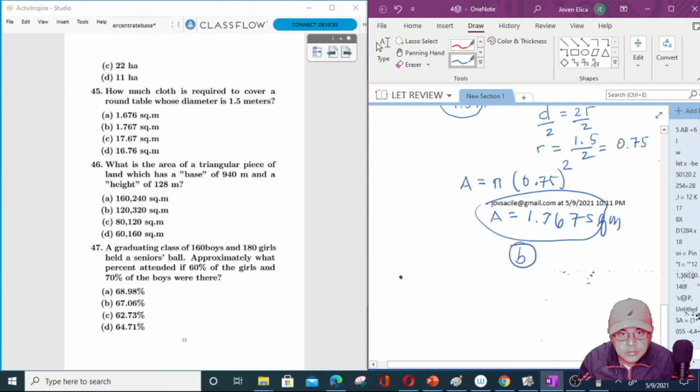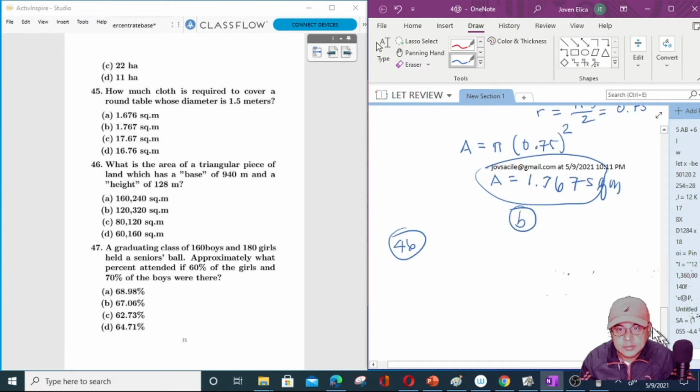All right, so number 46. Number 46 requires an area also. What is the area of a triangular piece of the land? Triangular, so it means this triangle area. Piece of a land which has a base of 940 meters and height of 128 meters.